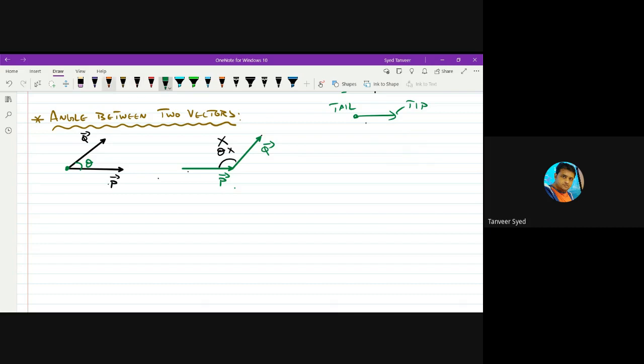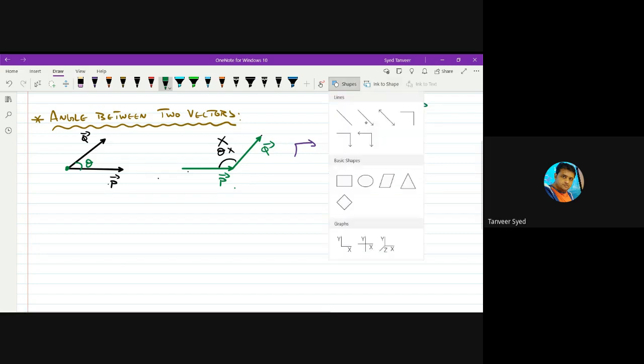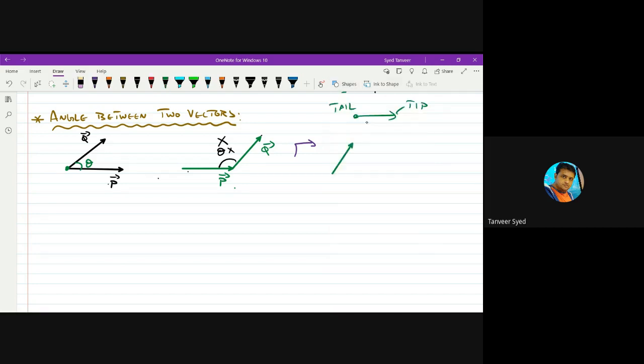So we can do this in two ways. I will place vector q as it is. I will not move vector q. This is vector q. But I will displace vector p. Vector p was initially here. Now I will displace it like this. This is vector p. Now their tails are in contact. Now angle between them is this, theta.